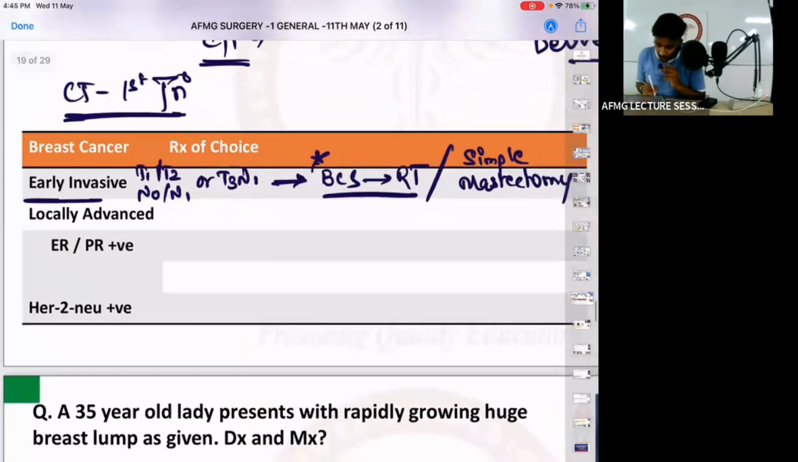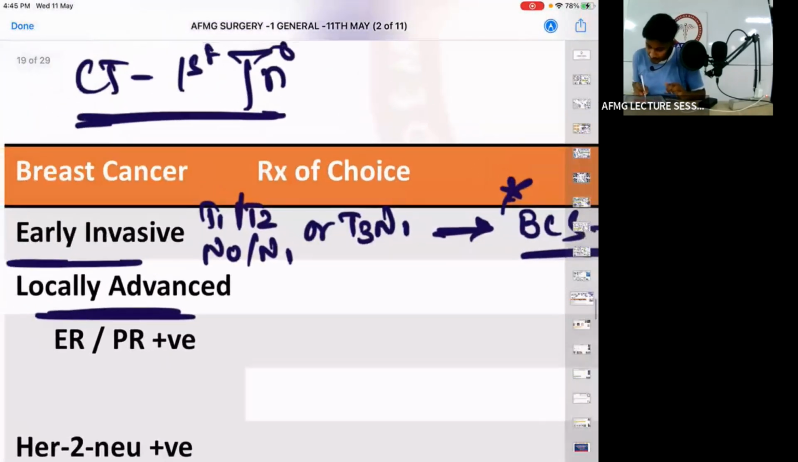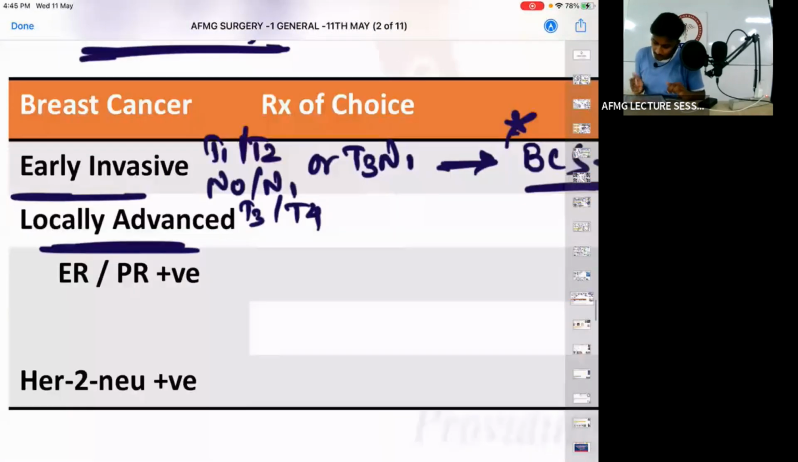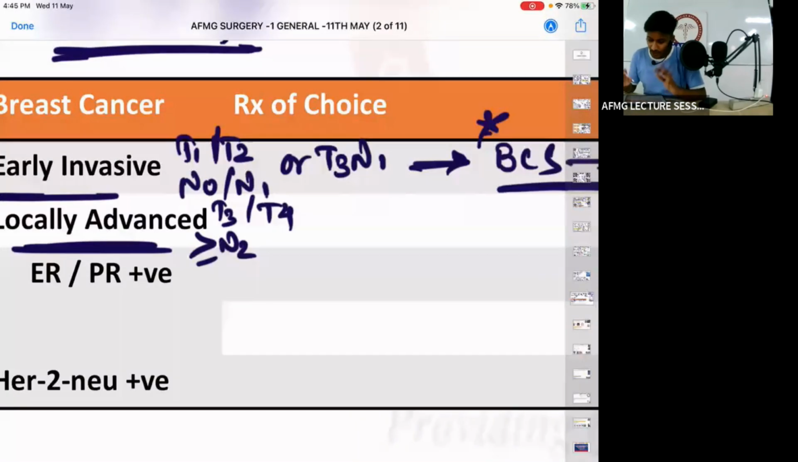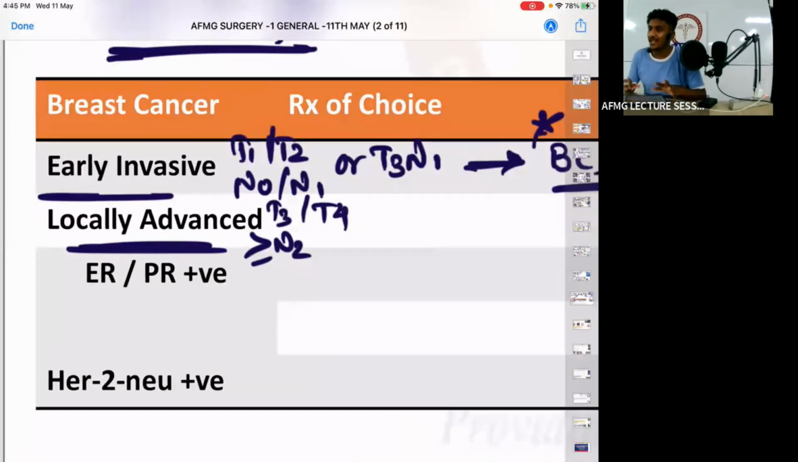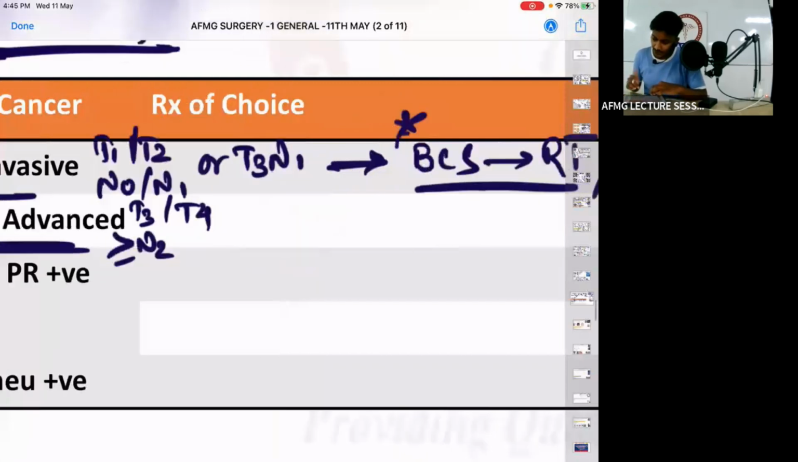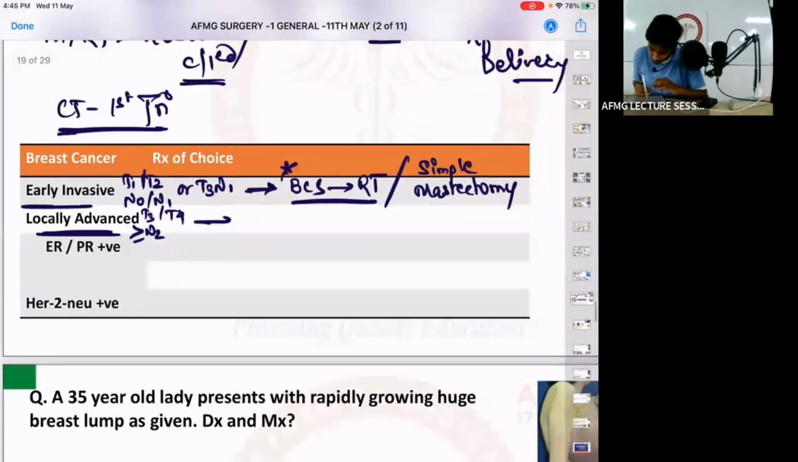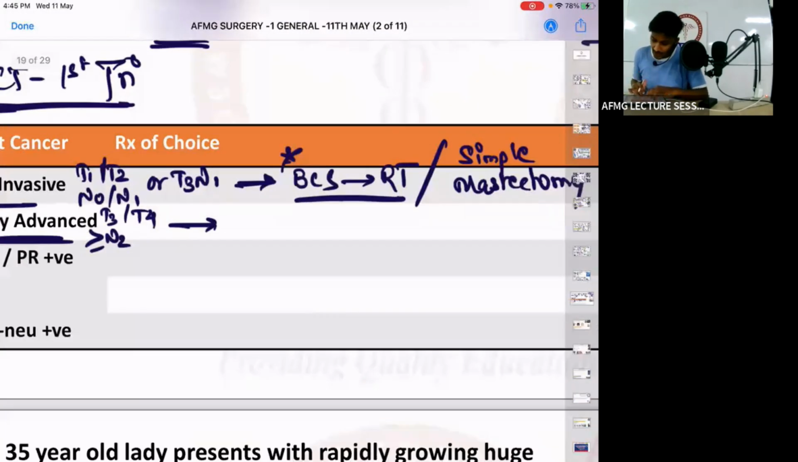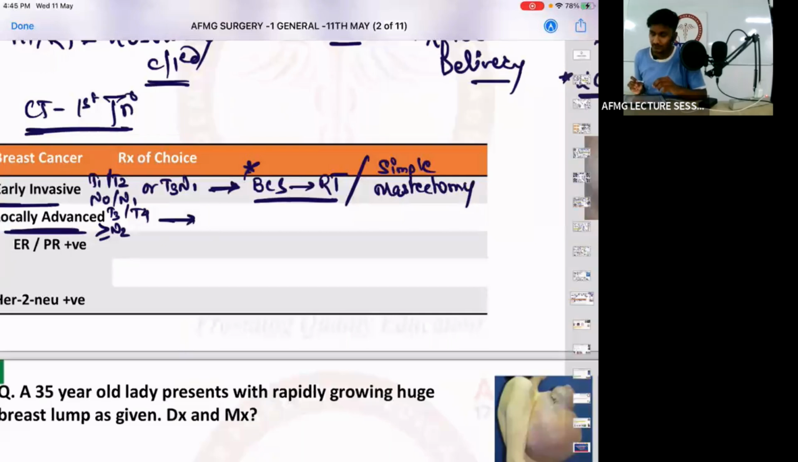Okay. Next, if I talk about locally advanced breast cancer, that means T3 or T4 and N2 and above. So T3 and T4 or N2 and above are called which type of breast cancer? Locally advanced breast cancer, LABC. Okay. Here the treatment of choice would be surgery, but before that, we need to decrease the size of the tumor, and that is done by neoadjuvant chemotherapy. If chemotherapy is given prior to surgery, it is called neoadjuvant chemotherapy.